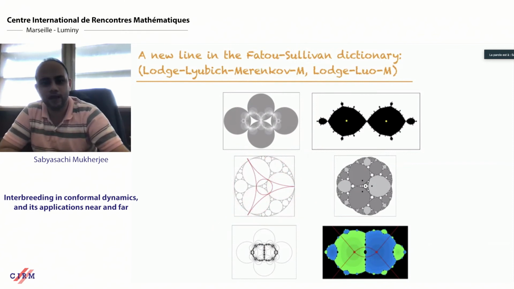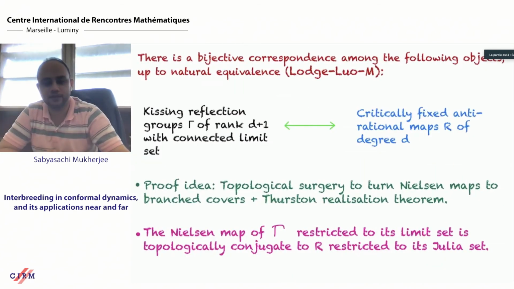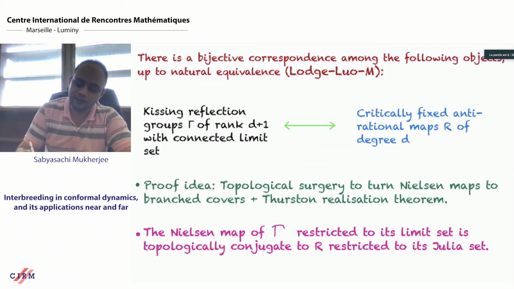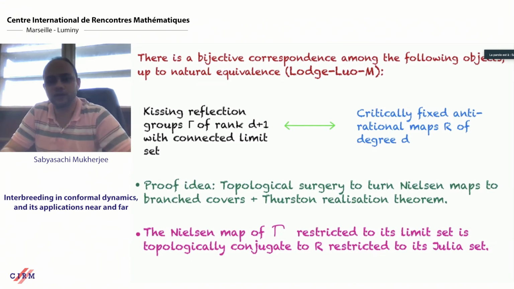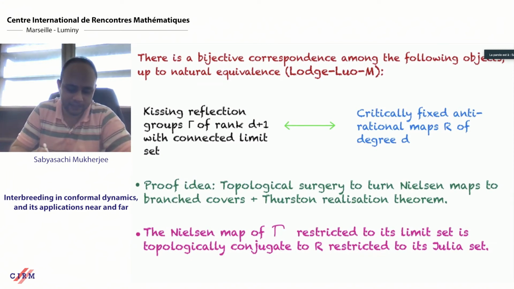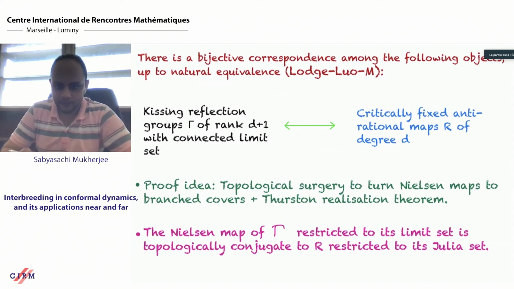Once you do that, you actually have a branched cover, and then you can apply Thurston's realization theorem to realize that branched cover as a critically fixed anti-rational map. Then, of course, one needs more work to prove that this is a bijection, but yeah, I'll not talk about that. Okay, so what is the advantage of this dictionary?